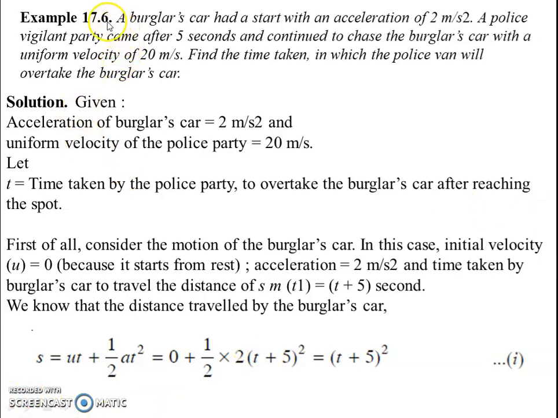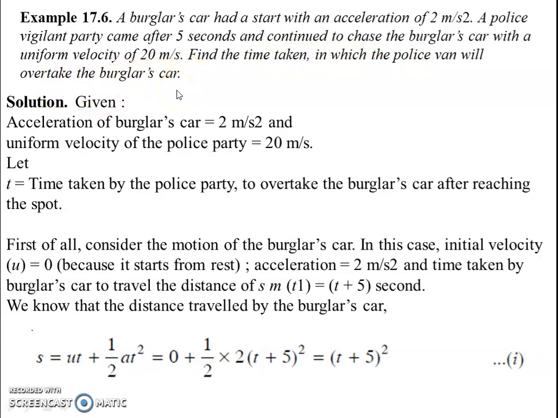We'll try to solve this problem. A burglar's car starts with an acceleration of 2 meter per second square. A police vigilant party came after 5 seconds and continued to chase the burglar car with a uniform velocity of 20 meter per second. This is the police vehicle, uniform velocity U of police vehicle. Find the time taken in which the police van will overtake the burglar car.